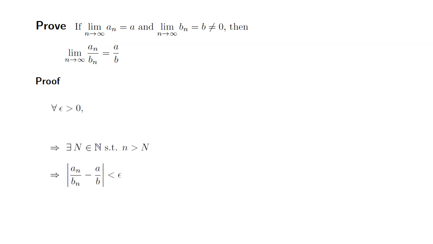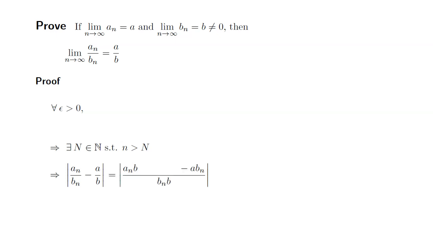For all epsilon greater than 0, there exists a natural number capital N such that as long as n is greater than capital N, then we can make sure that the absolute value of a_n over b_n minus A over B is less than epsilon. All right, so let's start with the conclusion and then try to fill in the rest.